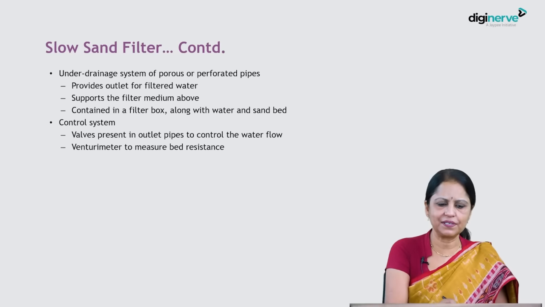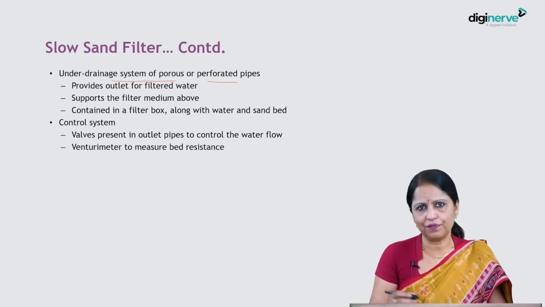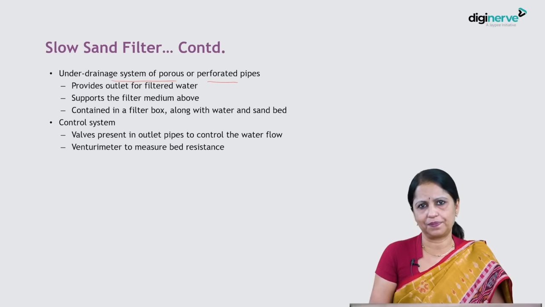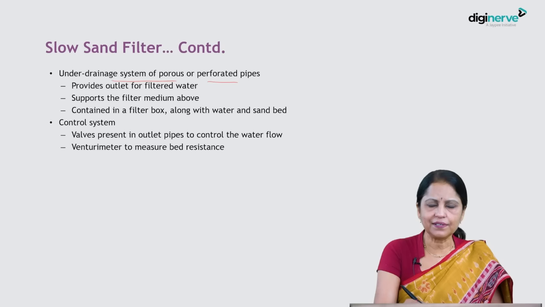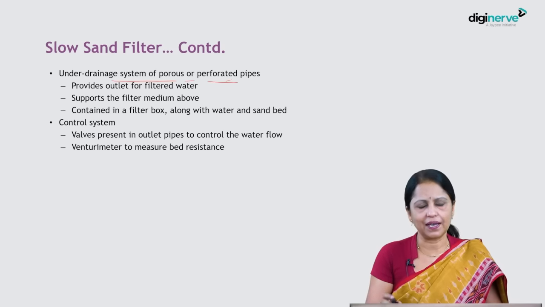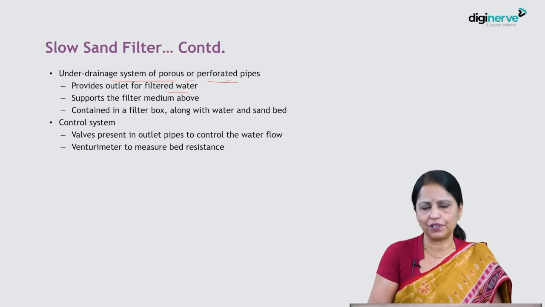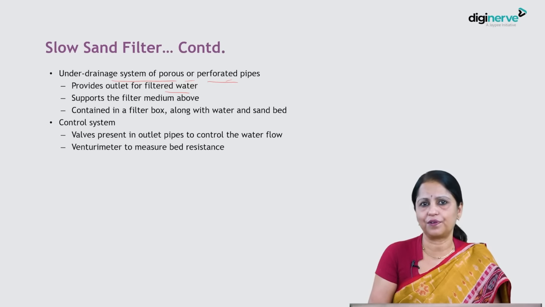So beneath the sand and gravel bed, there is the system of under drainage pipes which carry the water from the filter outside. So this consists of porous or perforated pipes. The water that trickles down the sand and gravel bed enters this tubing system through the pores or perforations, and they are carried outside. Along with providing an outlet for the filtered water, these porous tubes also serve as a support for the gravel and sand bed above it.